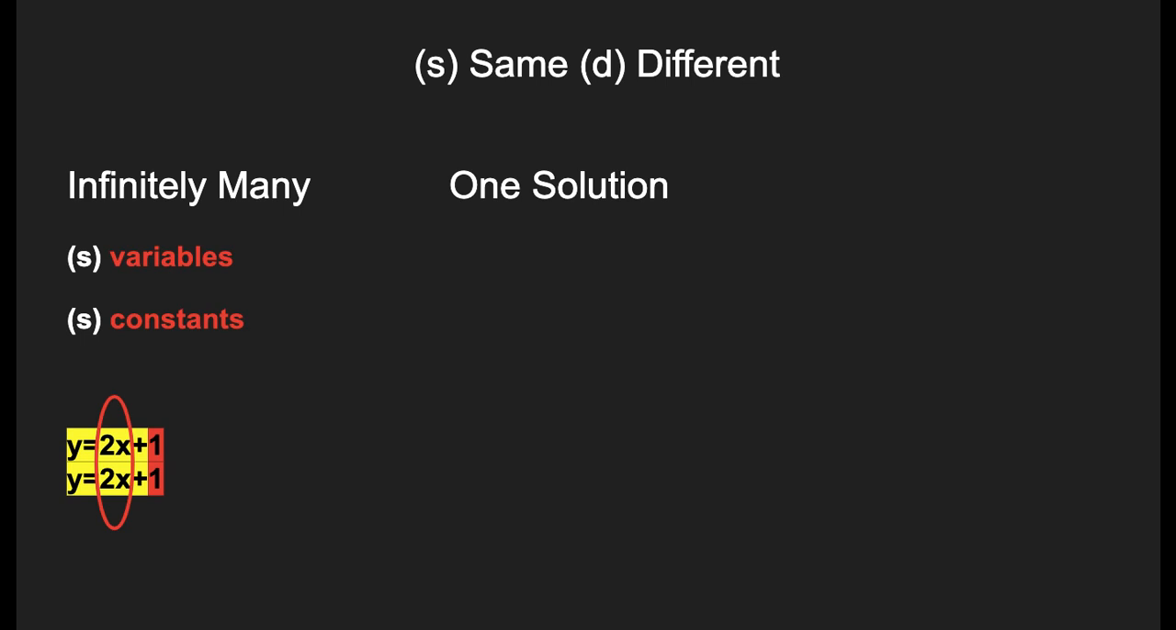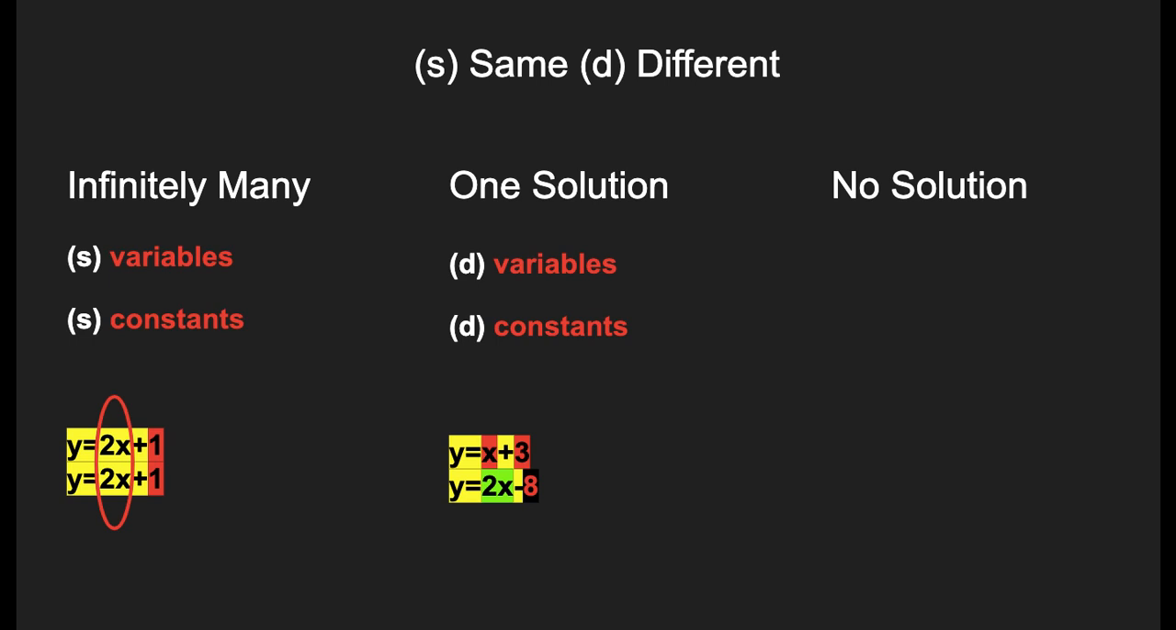Now, it looks different when we go to one solution, which has different variables and different constants. So with this example, y equals x plus 3 and y equals 2x minus 8. In this system, our variables are different. One has a value of 1x and the other has the value of 2x, as well as our constants, with one having the value of a positive 3 and the other of a negative 8.